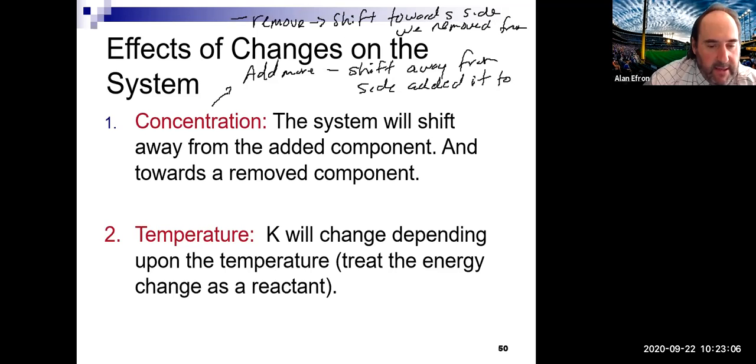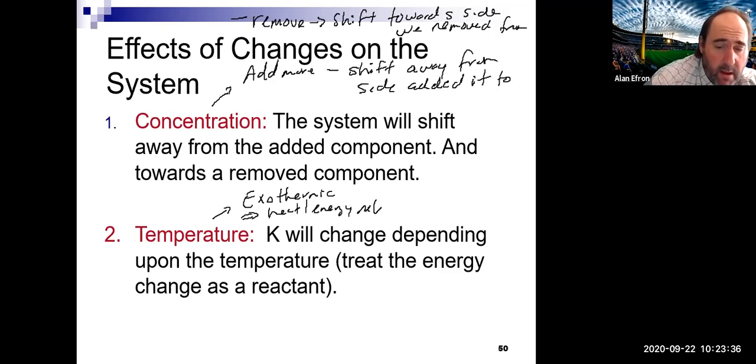Now, another important one is temperature. When we talk about temperature, temperature works the same way as concentration, and it is really dependent on what type of reaction is happening here. What type of reaction means: is it exothermic, which means heat and energy is released, or is it endothermic, where heat and energy is absorbed?